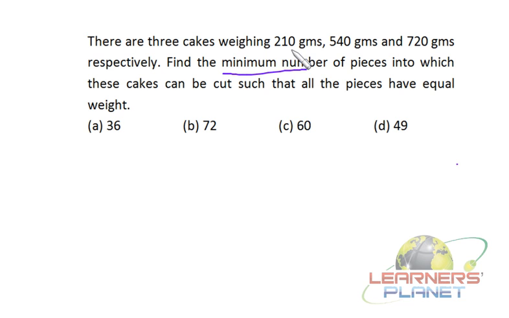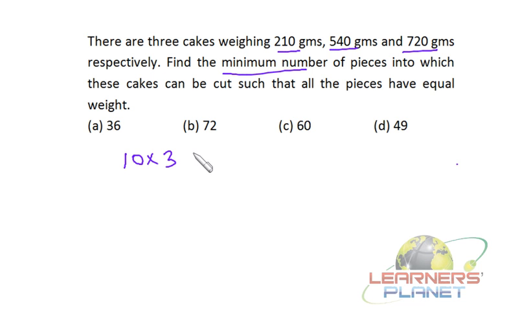That means we have to find the maximum weight. And it will be nothing but the HCF of these three data. Now, what is the HCF of 210, 540 and 720? That is 10 into 21, 54 and 72, which will have HCF as 3. So the HCF of these three data is 30.